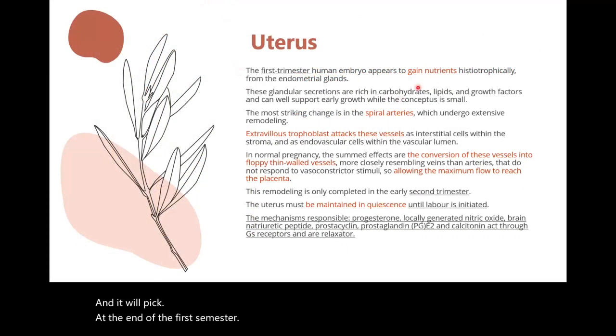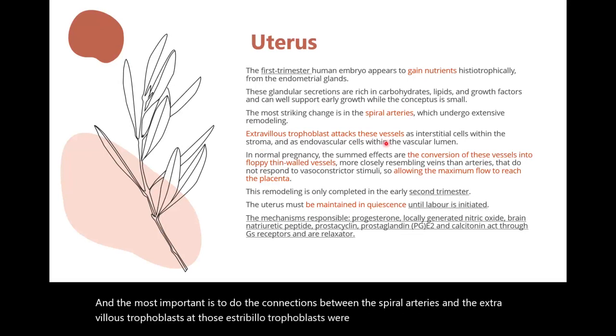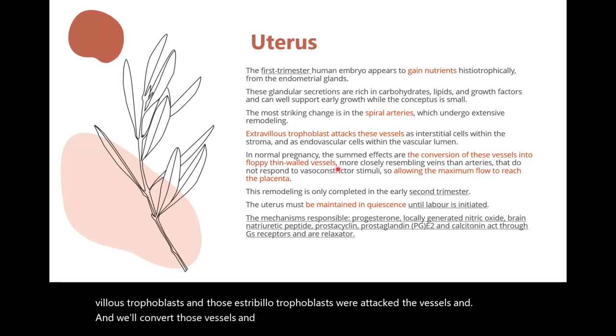So during the first trimester, the human embryo will require a lot of nutrients, and the most important is to do the connections between the spiral arteries and the extravillous trophoblasts. And those extravillous trophoblasts will attack the vessels and will convert those vessels into thin walled vessels.